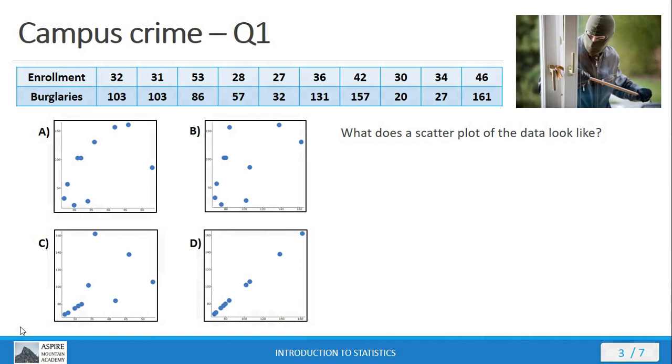So the first question asks about a scatter plot. And you can get this out of our StatCrunch group. It should be there under campus crime. So check that out if you want to follow along there in StatCrunch.